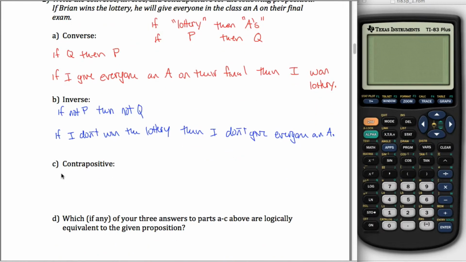Anyways, contrapositive. Contrapositive is kind of an interesting one. It's sort of a mix of the two of these. Right? The converse flips the order around. The inverse negates them both. The contrapositive kind of does both. It says if not Q, then not P. So since Q is giving everyone an A, I would say if I don't give everyone an A on their final, then I didn't win the lottery. I didn't, or I don't, or I won't, whatever. I don't care.